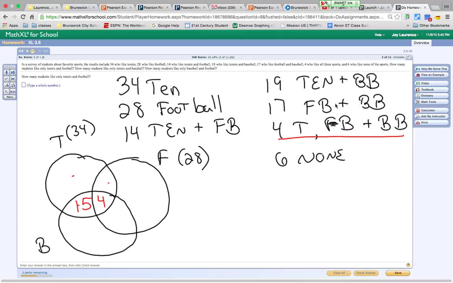Now, football and baseball, there's 17. Well, that's this. So if the middle is 4, the other piece must be 13. All right. Now, tennis and football is 14, which makes this part 10. If I needed to figure out tennis only, I could subtract these numbers from 34, and that would tell me tennis only. Okay, but the question is how many students like only tennis and football? Looks like I've got my answer. 10 should be the right answer. So I'm going to go in here, I'm going to type 10, and I did nice work.